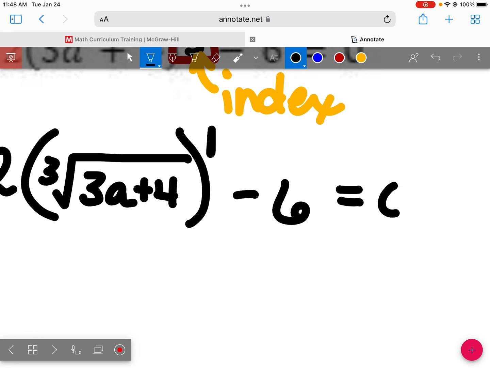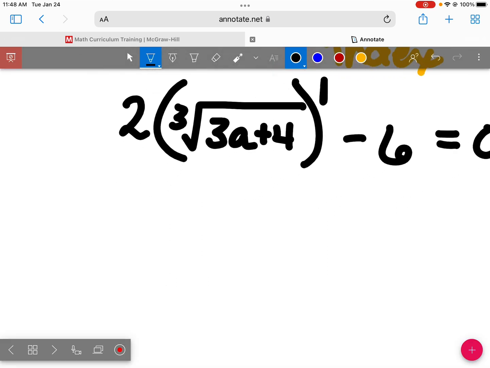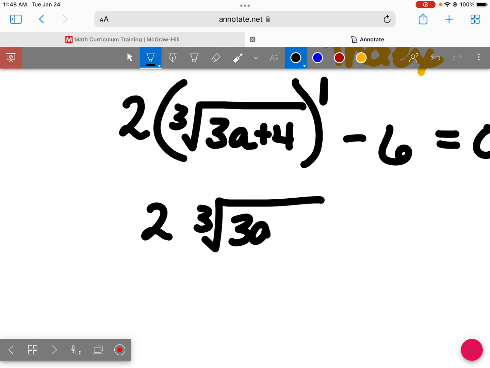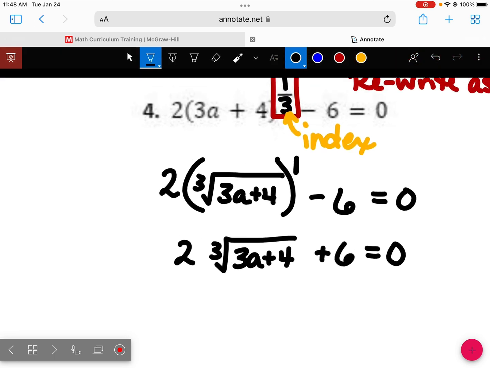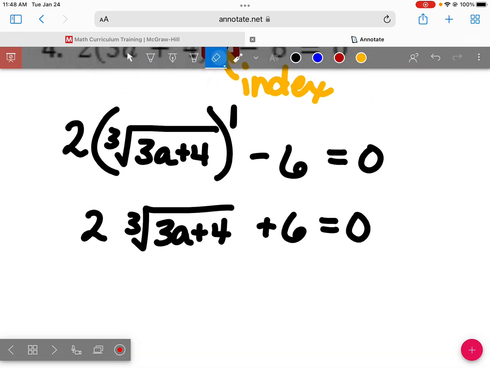Minus 6 equals 0. If things are to the first power, I do not have to keep writing that exponent. So if my numerator is a 1, it's just going to be the cubed root of whatever was inside the parentheses.